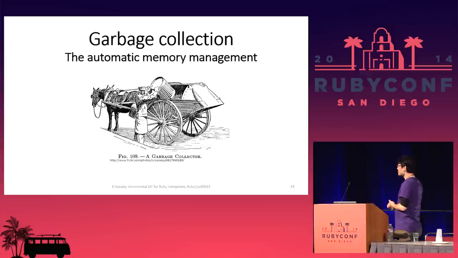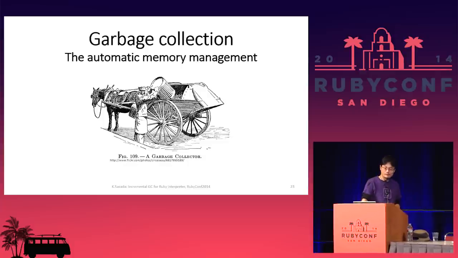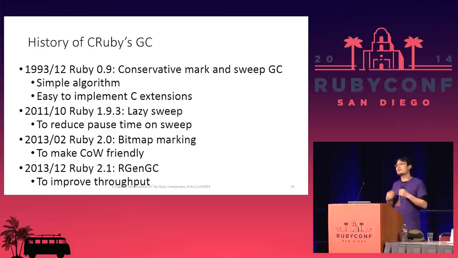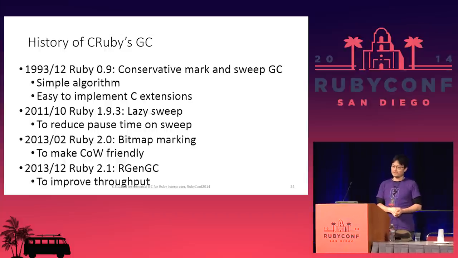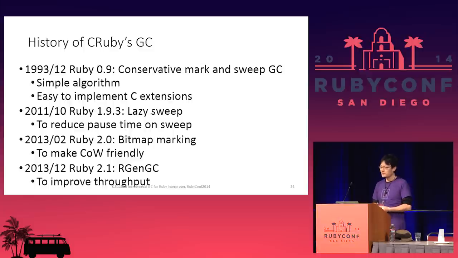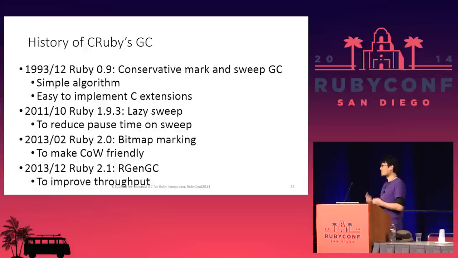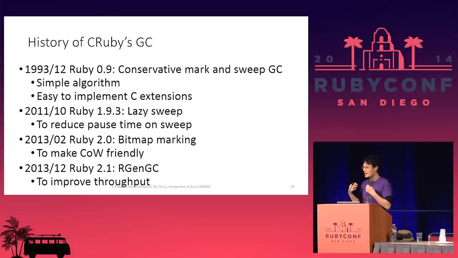So, talking about the garbage collector. This is an ancient technology. Ruby has a history of garbage collectors. At first, Matz used a simple conservative mark and sweep garbage collector to implement the GC. It is a very simple algorithm and easy to implement C extensions. It is great behavior, but this policy makes it difficult to improve the performance of the CRuby interpreter.